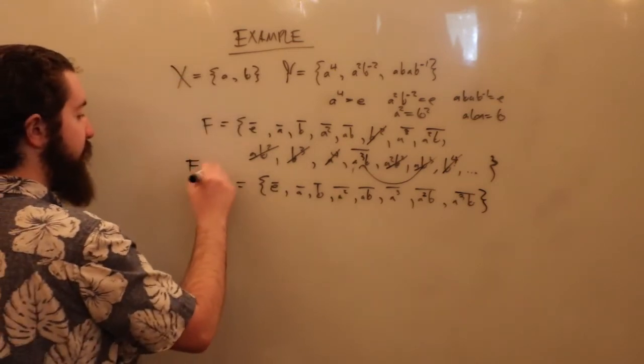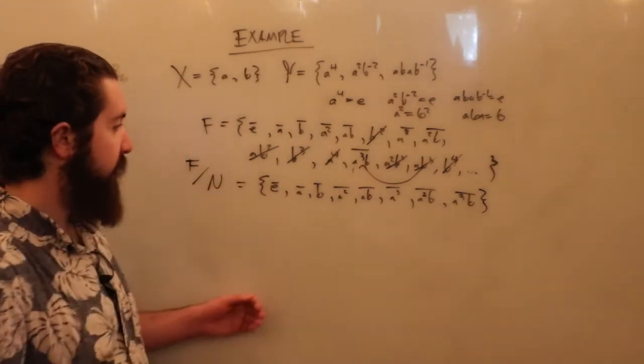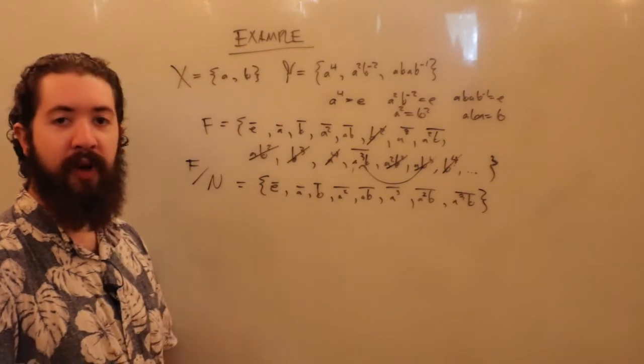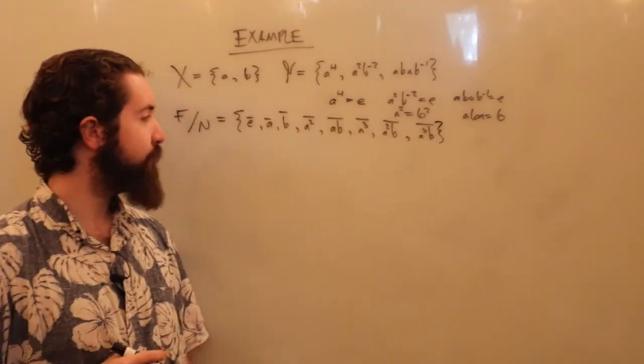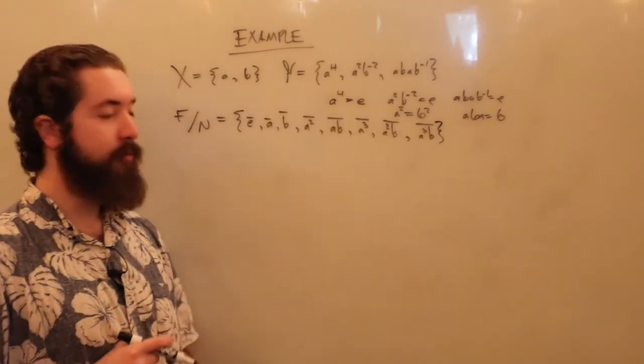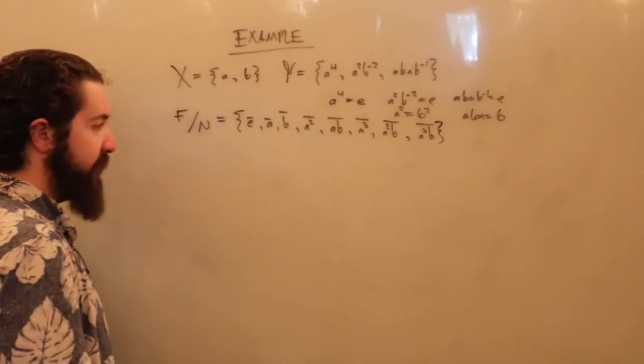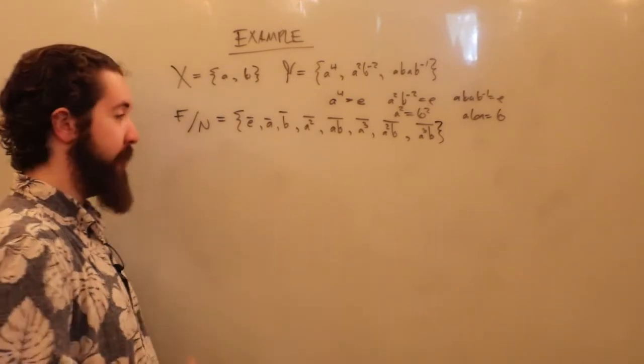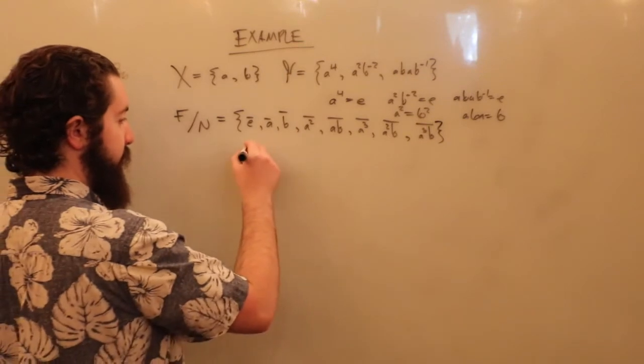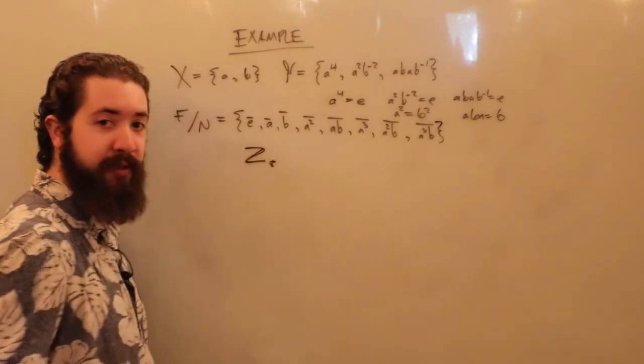So this is going to be F quotient N. So now, what group is this? I've rewritten it so we have a little bit extra space. There are going to be 5 groups of order 8. How many can you name at this point?